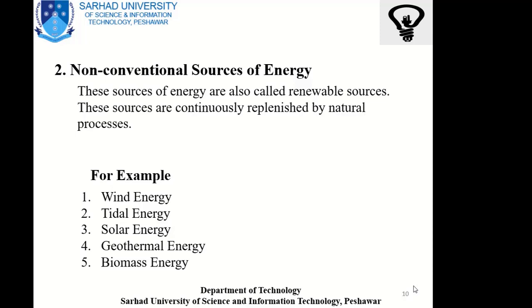For example, sunlight or wind keep shining and blowing, even if their availability depends on time and weather. So this is the drawback, that the weather plays a very vital role in providing renewable energy. For example, wind energy is a form of non-conventional source of energy, along with tidal energy, solar energy, geothermal, and biomass energy.